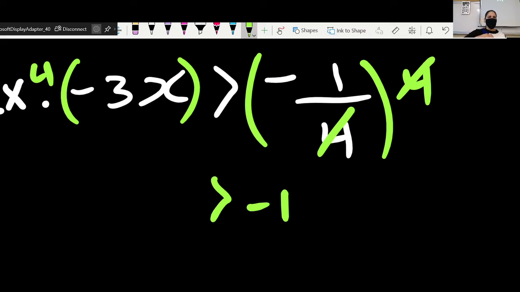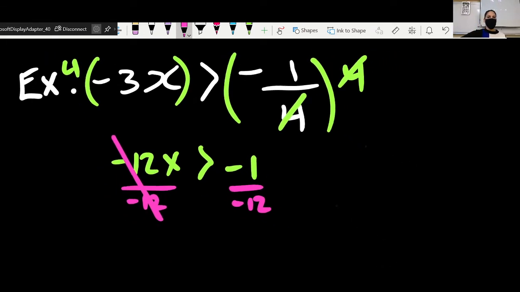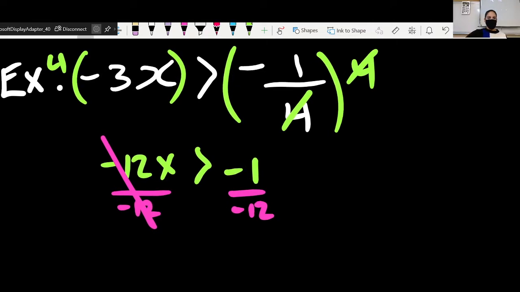What do we have on the left? Negative 12x. We want just x. So what should I do next? Excellent. We want to divide by negative 12, and we want to make sure we do that on both sides. And we did that to get rid of it here. So far, so good.